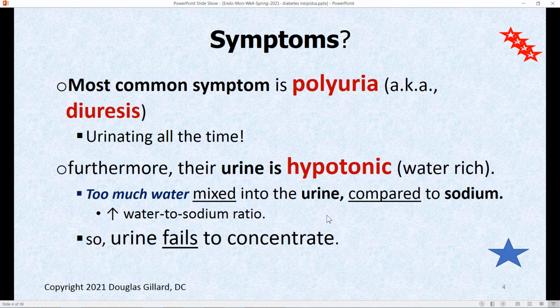You could also say that the urine is hypotonic. It's kind of like hyponatremic, where it's water rich and sodium poor. So that's another word you should know, hypotonic. So too much water. Urine has too much water in it. Or you could say the urine fails to concentrate. The more it concentrates, the more sodium and other ions are in it.